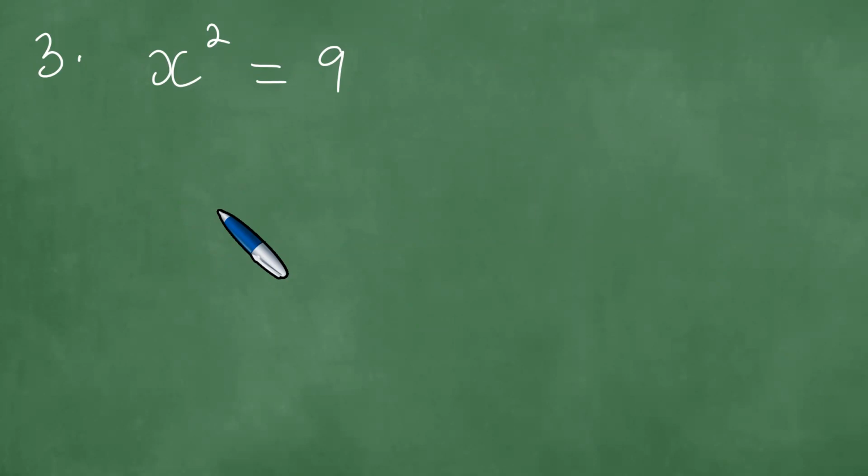It's going to be x squared equals 3 squared, which is equivalent to 9. Okay, yes. X squared equals 3 squared. We agree that 3 squared is equivalent to 9, right? Because 3 squared is like 3 times 3. Okay, good. Then what do we do next?